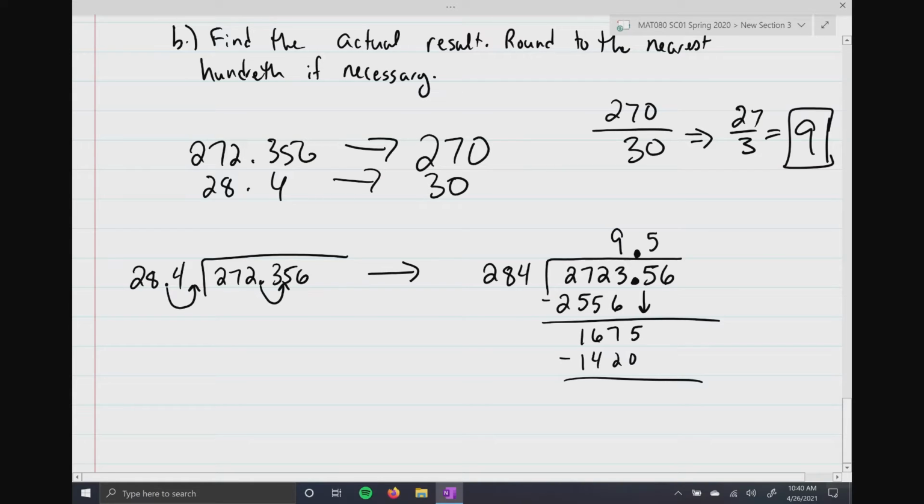Five times 284 is 1,420. Now I just subtract. I get 225. Or I'm sorry, 255. Drop down the 6. And it just so happens that 284 goes into 2,556 exactly 9 times. So my estimated result was 9. My actual result is 9.59. So I feel really, really good about my answer. They're really close to each other.